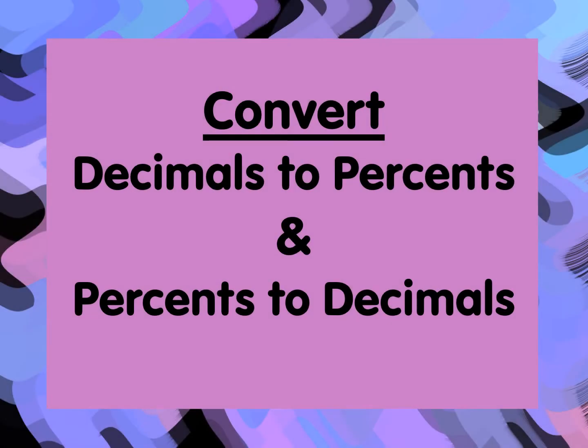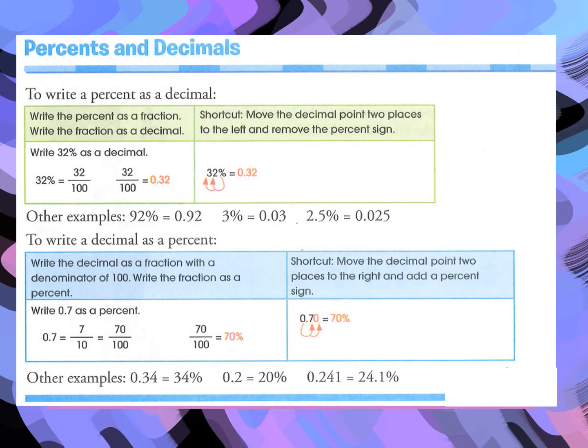Convert decimals to percents and percents to decimals. Percents and decimals. To write a percent as a decimal, first, write the percent as a fraction. Then, write the fraction as a decimal. For example, write 32% as a decimal.